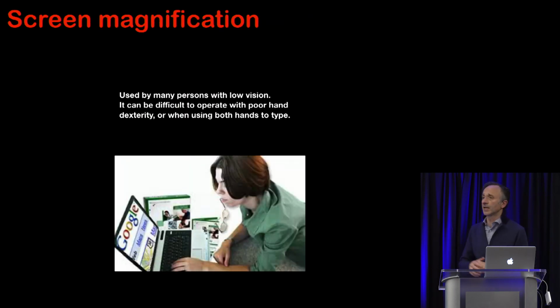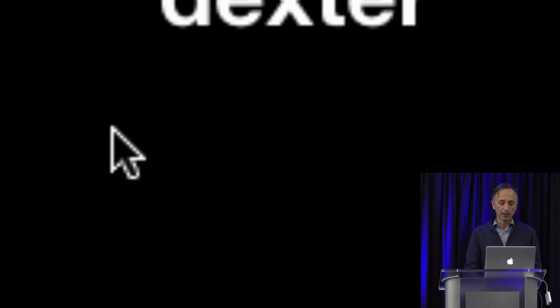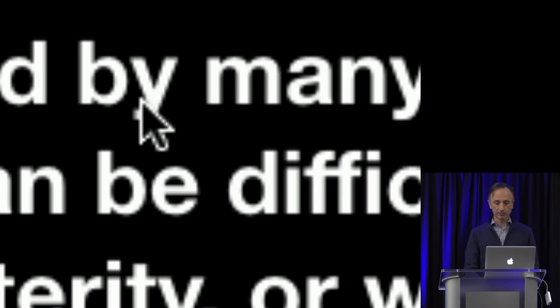So if you want to read some text that is small, chances are that you will use a screen magnifier. You could buy some software, or you could use what is already in your own operating system. On my Mac, I would do something like that. And I would have this screen magnifier, used by many persons with low vision.